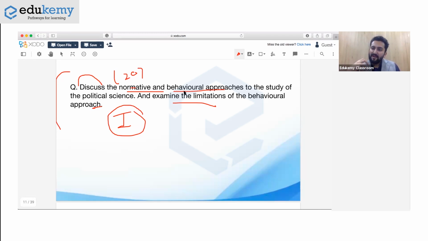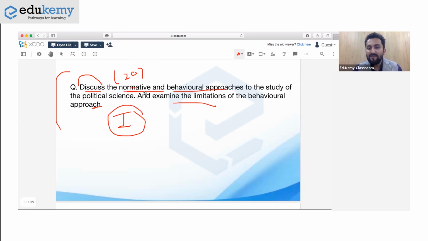Don't you think with more stress on the behavioral approach in the 1960s, we found that we have lost touch with the base of political science? Means we have stressed too much on techniques that we have moved away from the core of political science. This is the limitation of the behavioral approach. So a basic understanding of these three keywords should be reflected in your introduction. I'm repeating this again. The question directive is discuss, means not analyze, not critically analyze, not comment. We have to discuss, means we have to elaborate.